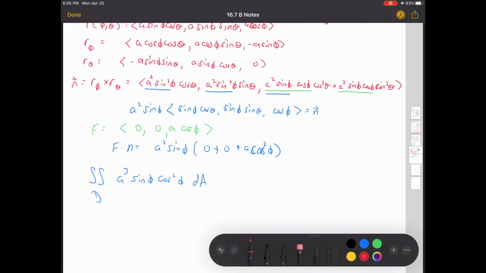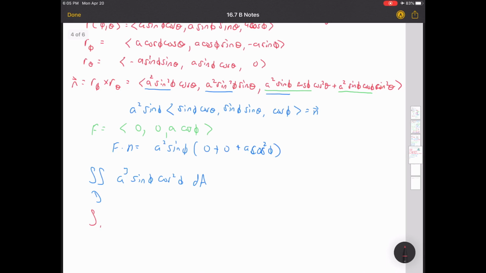All right, so let's go ahead and figure this thing out. So we're going to have 0 to 2 pi and 0 to pi. That's for theta, and that's for phi. Let's pull the a cubed out to the front. Sine phi cosine squared phi d phi d theta. Well, I have nothing with theta in it, so we can separate these. So we have a cubed times the integral 0 to 2 pi of d theta times the integral from 0 to pi of sine phi cosine squared phi d phi.